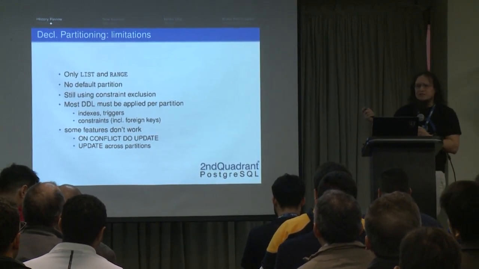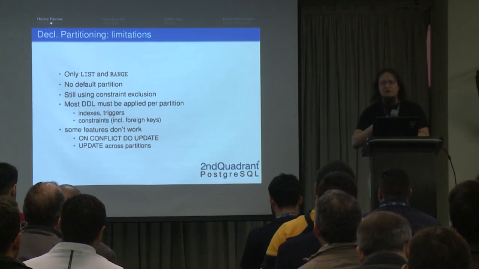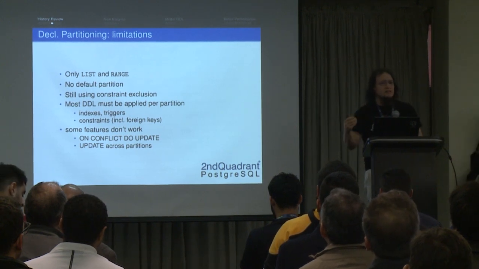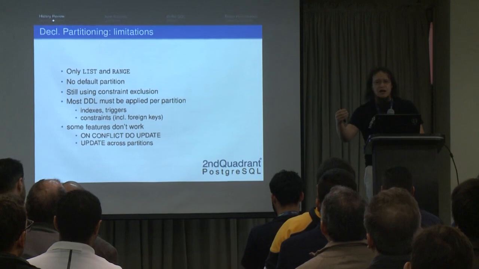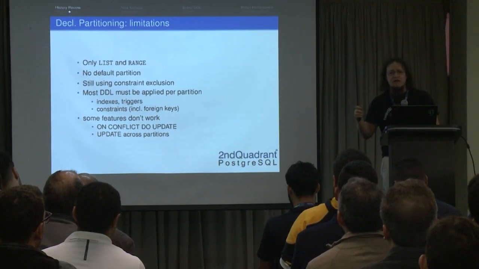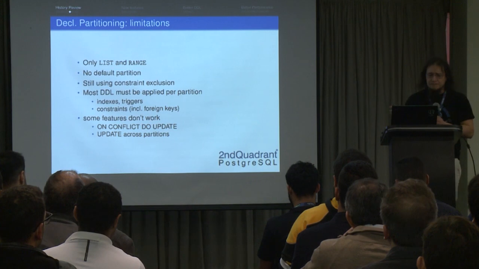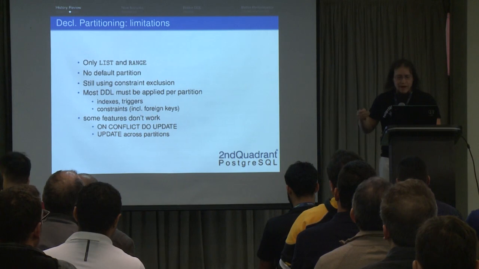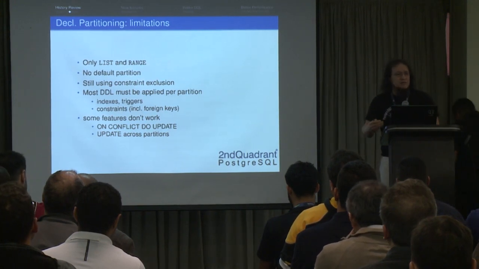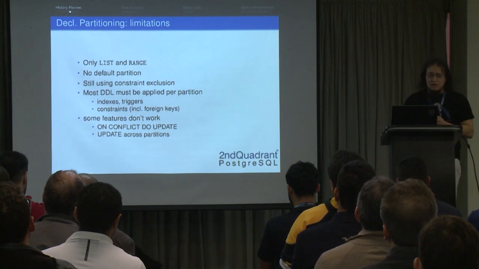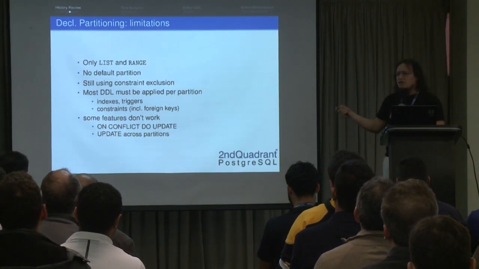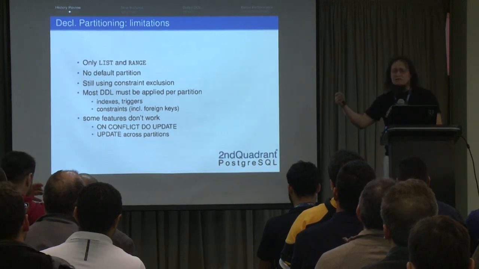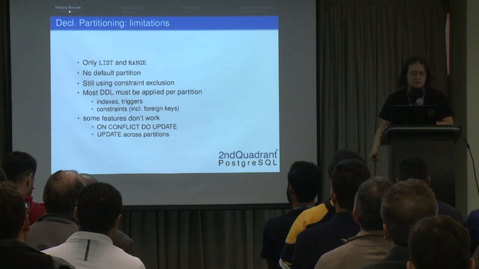And we're still using constraint exclusion to remove partitions from query plans. So while tuple routing for insertion is much faster, queries using the partition tables are not as fast as they could be. And there's a lot of DDL that has to be done by hand, I mean manually, for each partition. And some things don't even work at all. For instance, if you need to create indexes, you have to create them on each partition rather than declare them on the master table and then have it automatically work on the partitions.